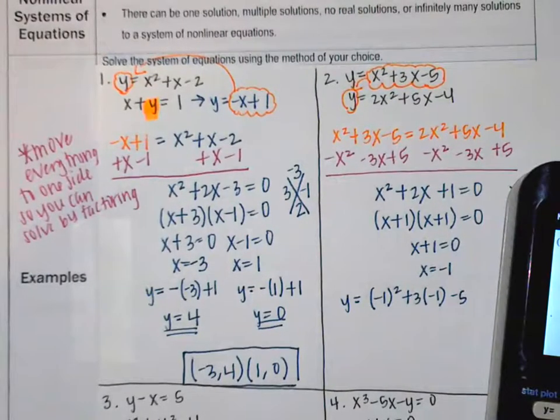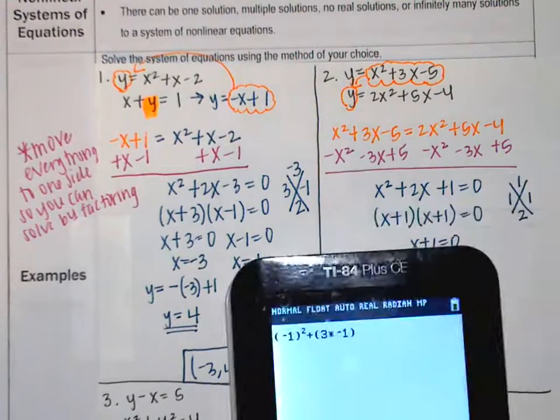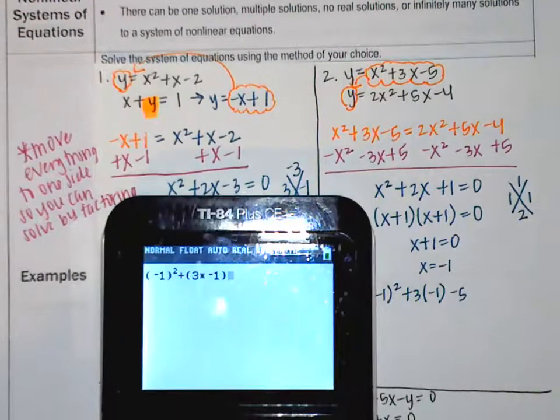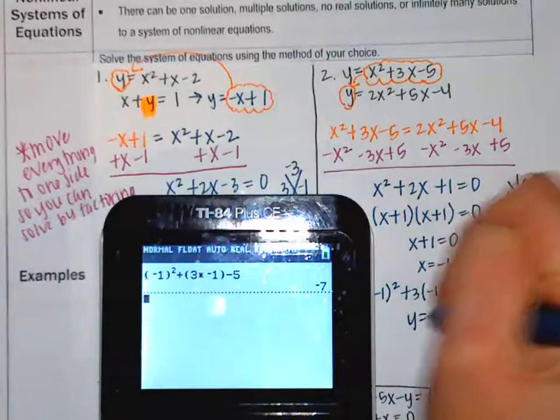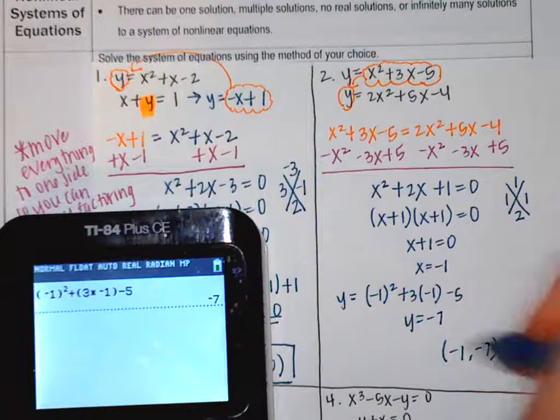So -1 squared plus 3 times -1. Notice when I put it in my calculator, I am putting the -1 in parentheses, and then minus 5, and that gets me -7. And so my solution is -1, -7.